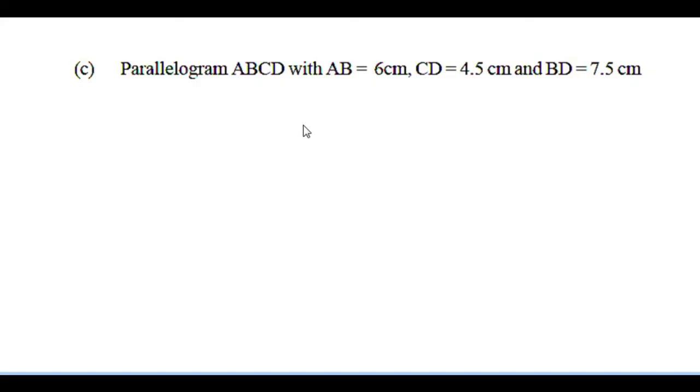Next is the C question. Construct a parallelogram ABCD with AB 6 centimeters, CD 4 centimeters and BD 7.7 centimeters. Now draw a parallelogram first. Label it with the given measurements. So the first step is to draw a rough sketch of the quadrilateral and label it with the given measurements.